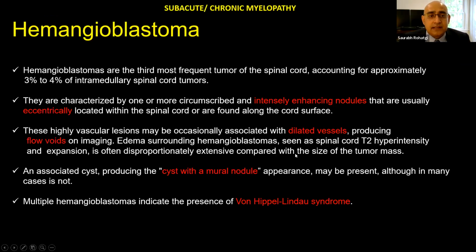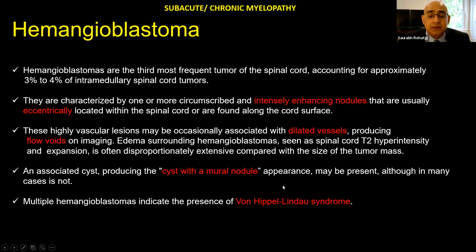The third big category is hemangioblastomas. This is the third most frequent category of spinal cord tumors. These are characterized by circumscribed and intensely enhancing nodules, usually located extrinsically. These are highly vascular lesions and may be associated with dilated vessels producing flow voids. Classically, a cyst with a mural nodule appearance has been described.